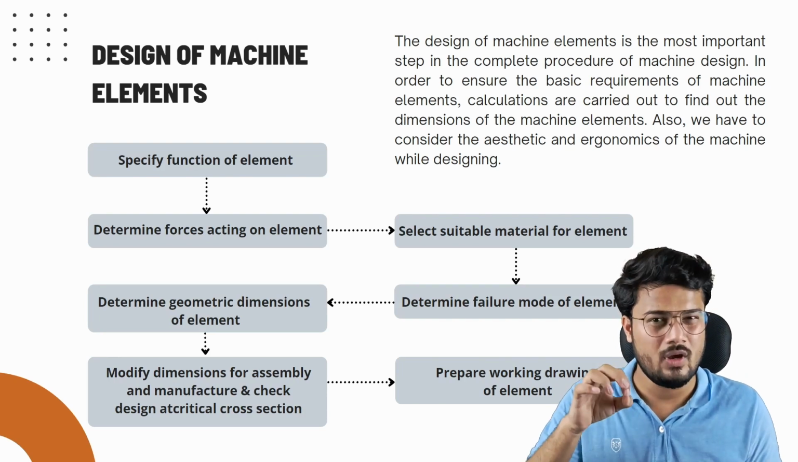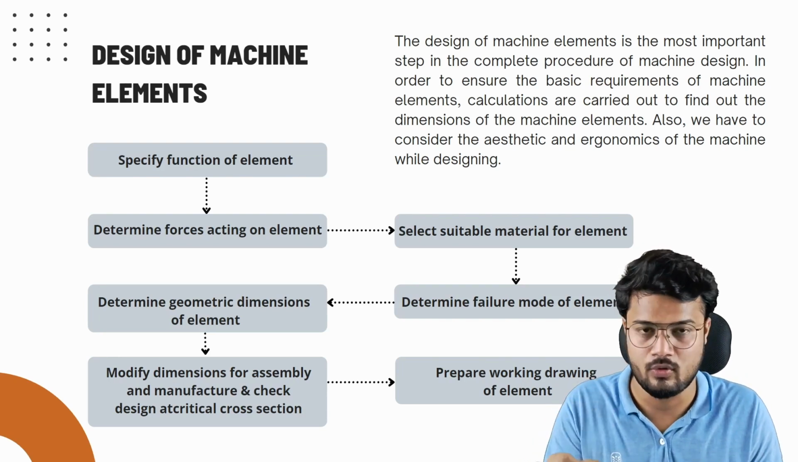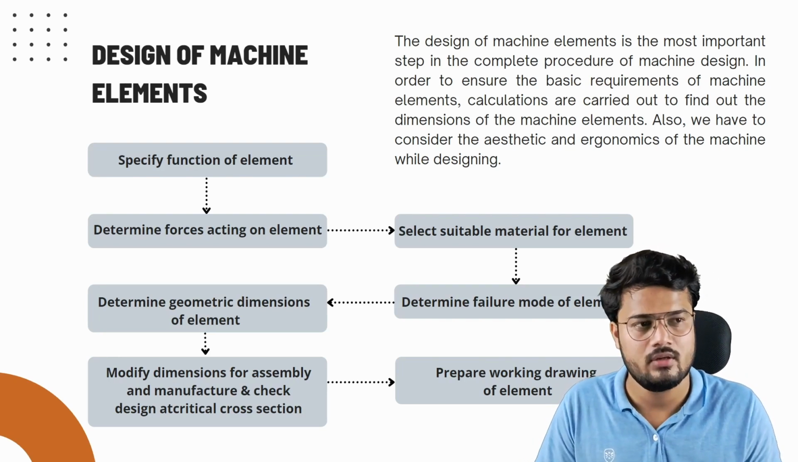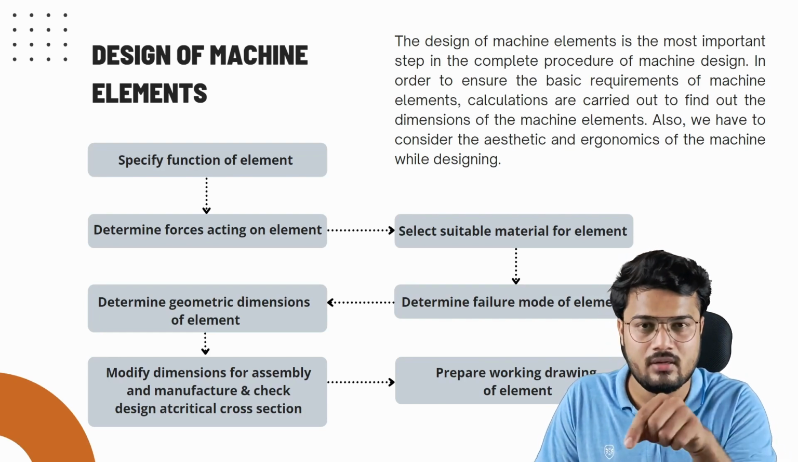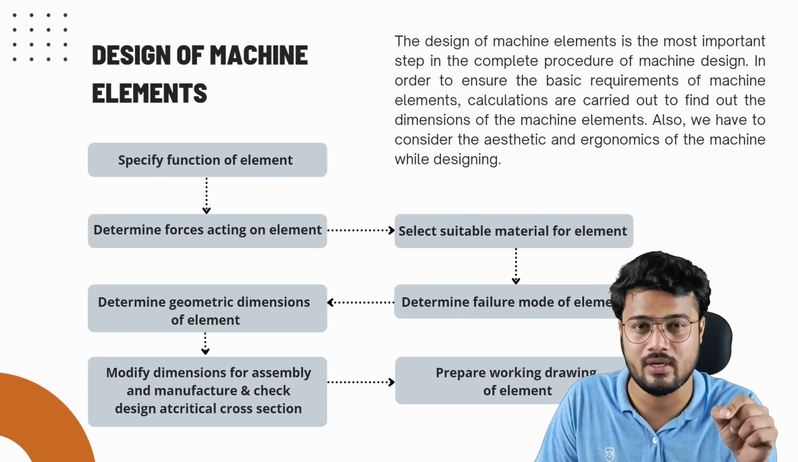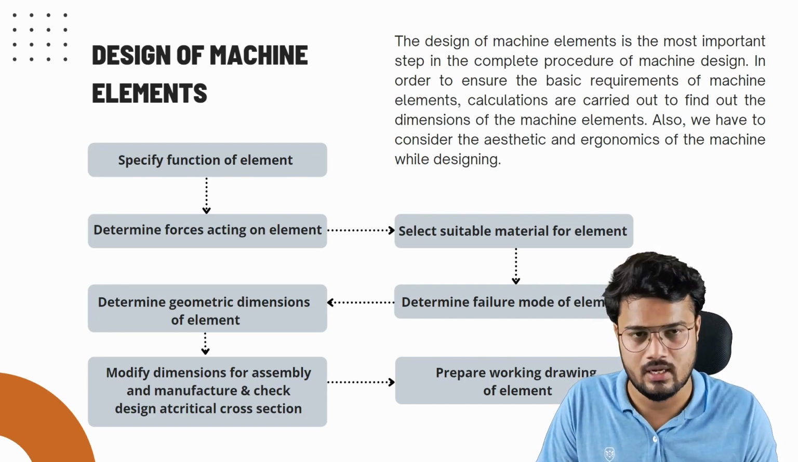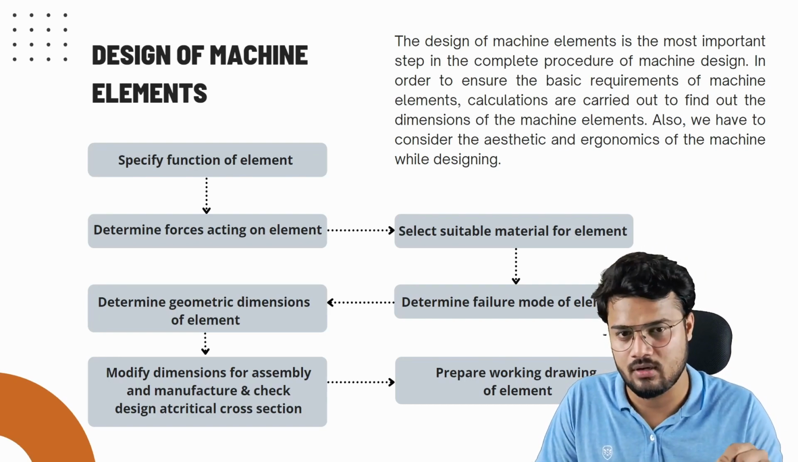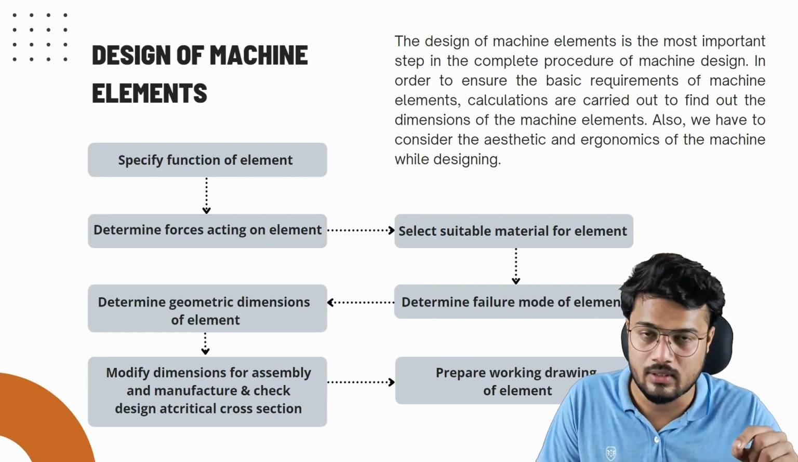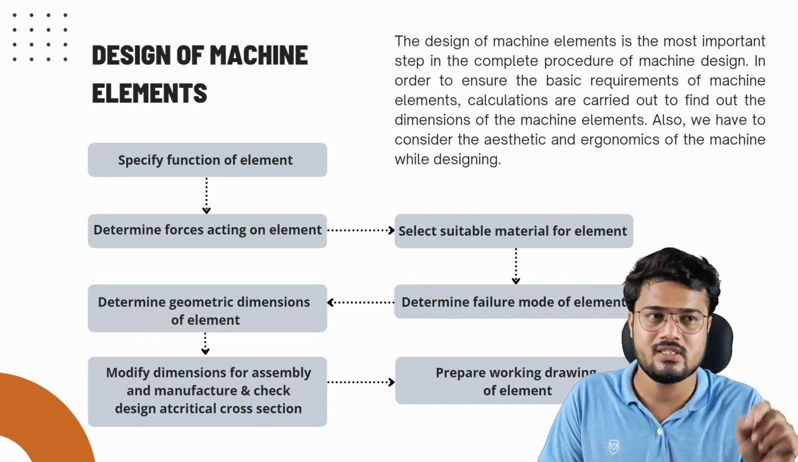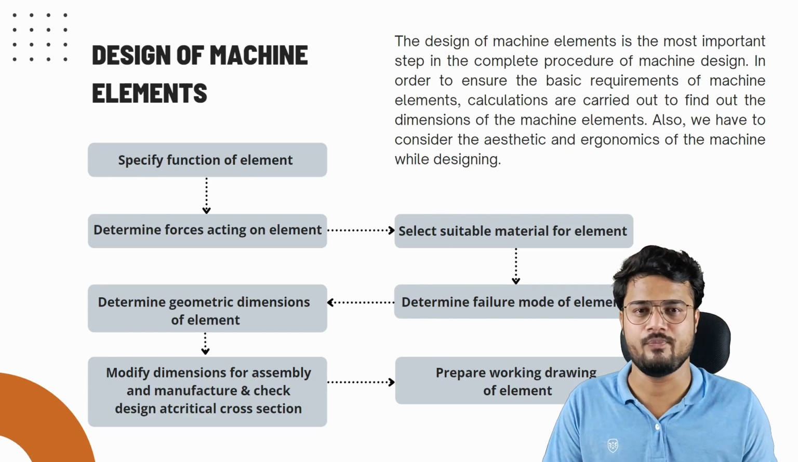Then you have to determine the failure mode of that element also. After that, you have to define the dimensions for each and every element. Once you do that, you will do a final assembly, and after testing and prototyping, you will finalize the drawing. So this is the basic element design flow.